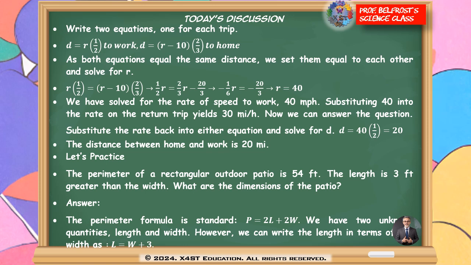Second example: the perimeter of a rectangular outdoor patio is 44 feet, and the length is 3 feet greater than the width. So what are the dimensions of the patio? First we need to know the formula. The formula is very standard. Perimeter is equal to 2 length plus 2 width. Now we know that length is width plus 3. Then we just need to substitute it, right?